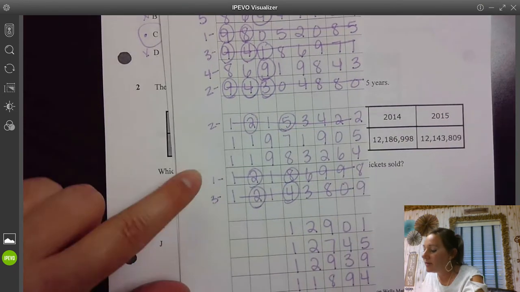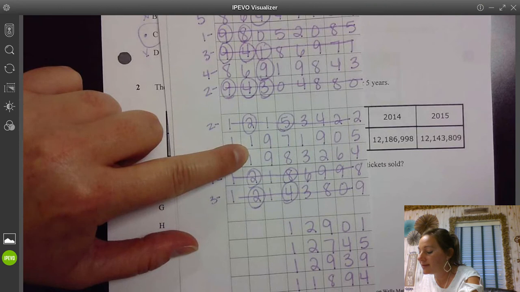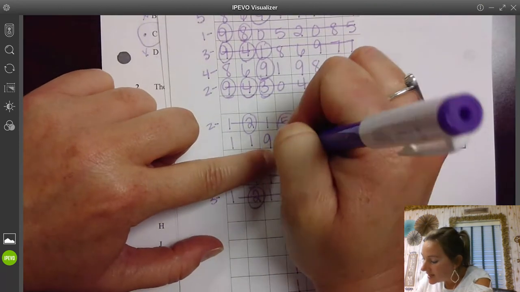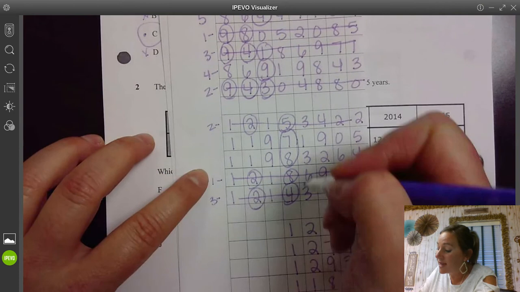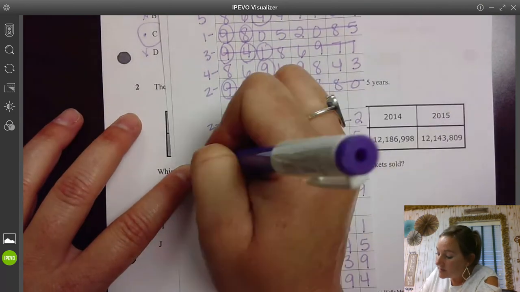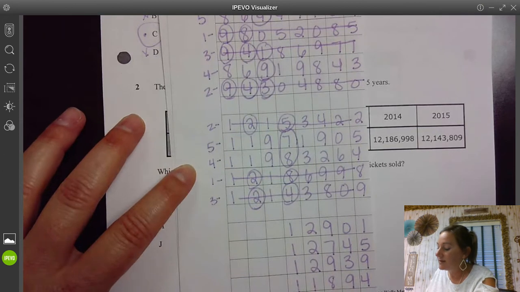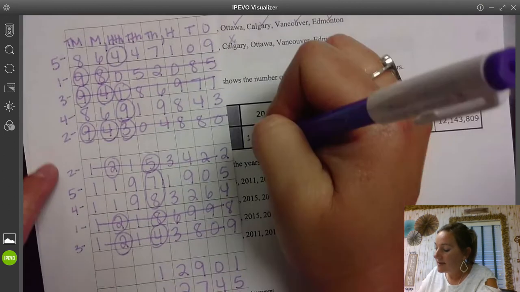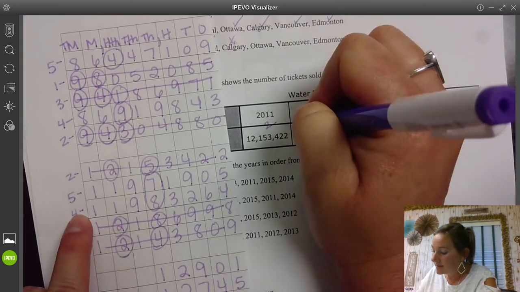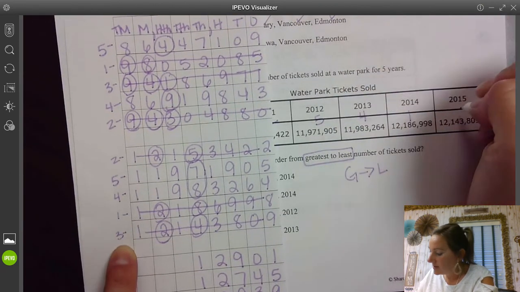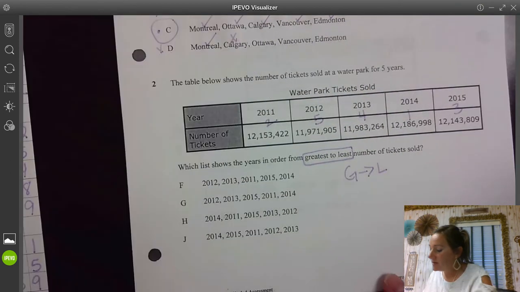Okay, now compare the ones that had a 1 right here in the millions. They both have a 9. So we're going to go all the way to the 10,000s. Which is greater, 7 or 8? The 8 is, right? So that's going to be my fourth greatest, and then this will be my least, or the fifth greatest. So I have, this was my second greatest, fifth, fourth, first, and third. All right? So greatest to least.